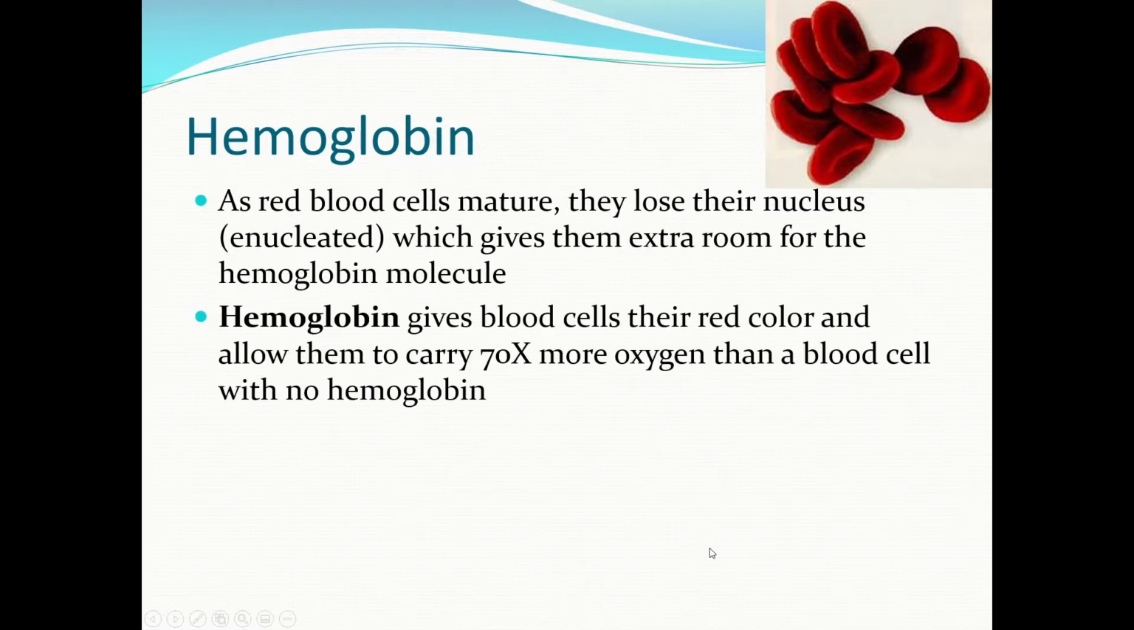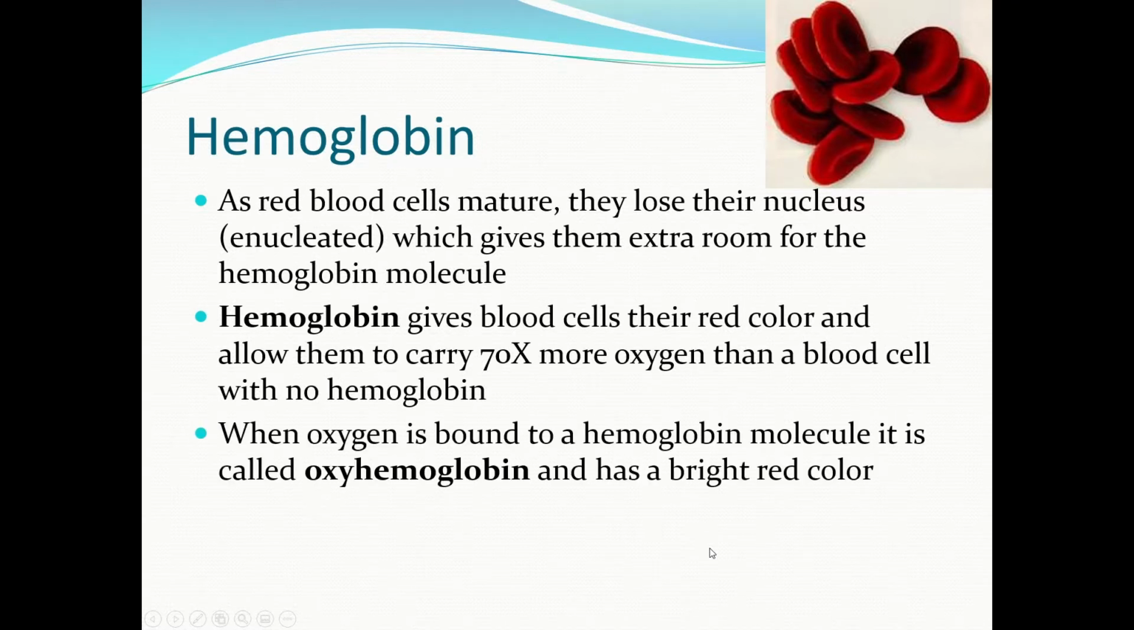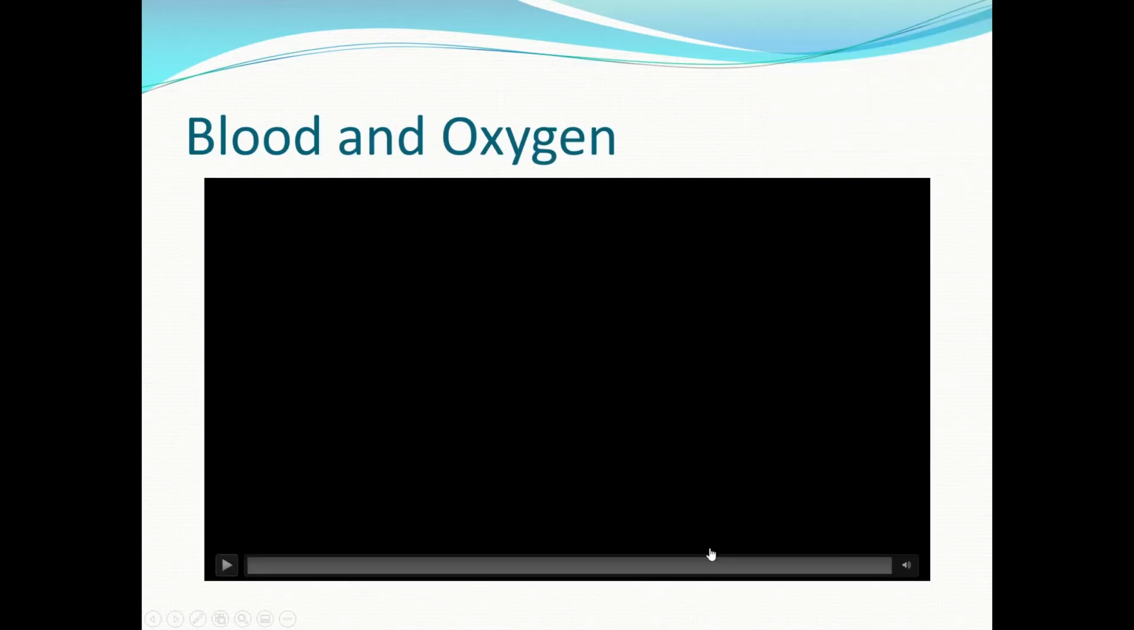So hemoglobin gives red blood cells their red color and allows them to carry 70 times more oxygen than a blood cell with no hemoglobin. When oxygen is bound to the hemoglobin molecule, it's called oxyhemoglobin, and it gives it that bright red color. The more oxygen you have, the brighter red your blood is going to be. So here's a video on blood and oxygen.